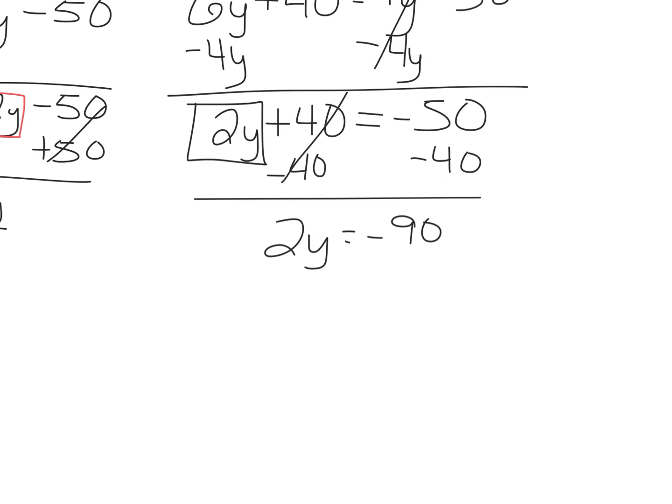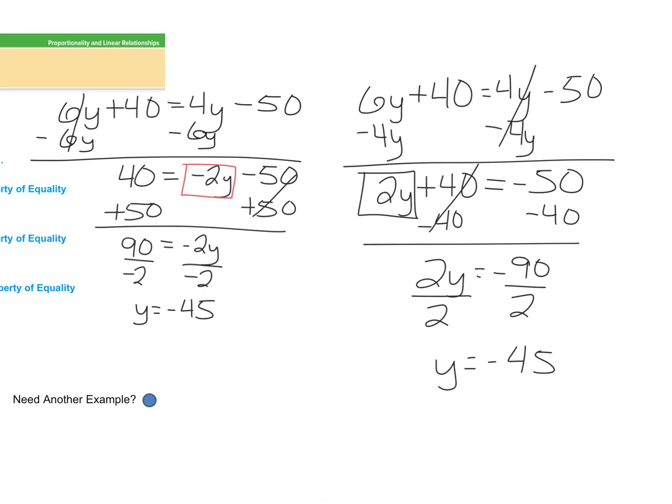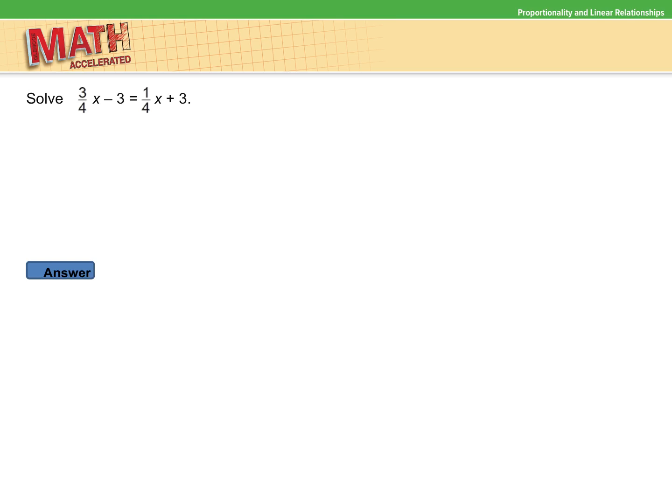What do I do next? Divide by 2. What do you notice? It's the same thing. You get the same thing. So no matter which variable you choose to move, you will get the same answer. So it does not matter which one you move to the other side. Does that make sense? So if your friend chooses 6y, but you chose 4y, don't argue, because you can do it. Okay? It does not matter which one you move. Questions so far?